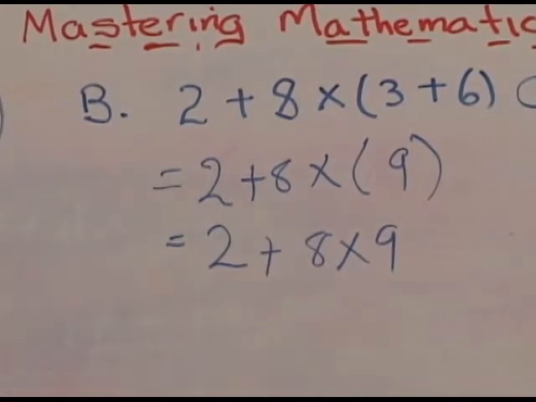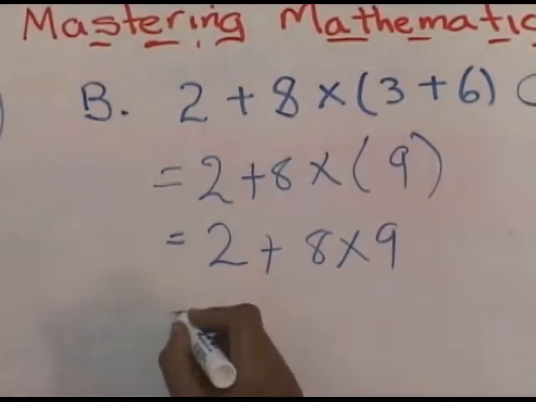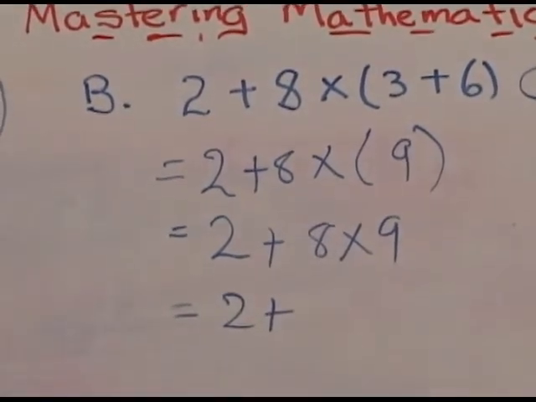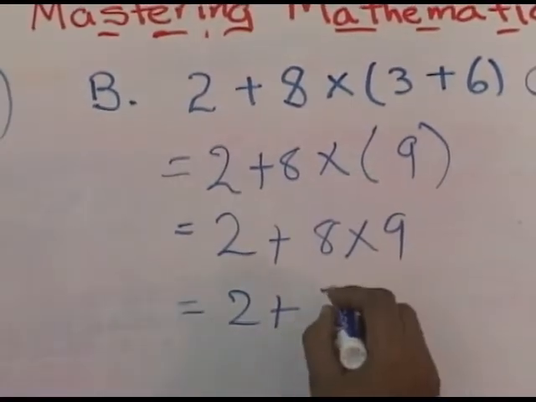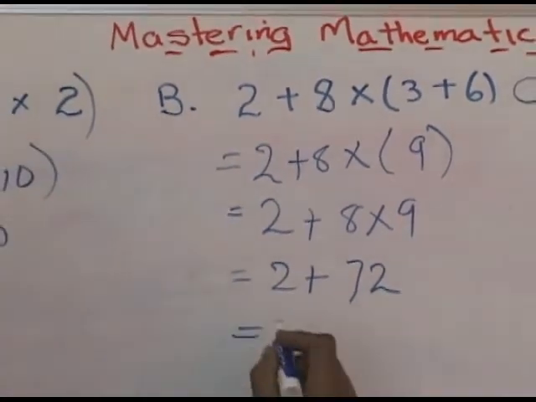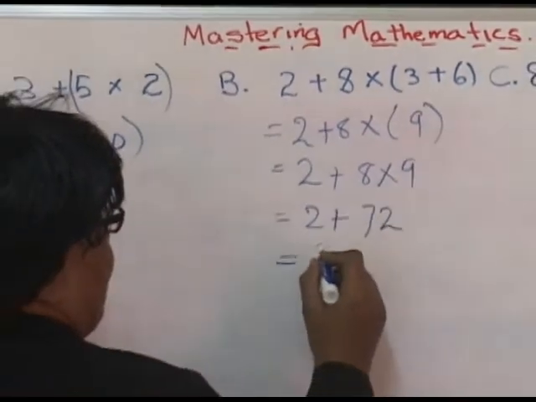So we're going there, all right? And then it would now be 2 plus, our 8 times 9 would be 72. And then it would be just addition again. And it would be 2 plus 74.